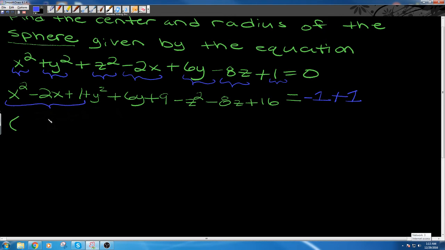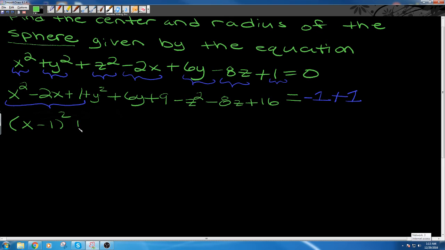So we're going to take this x squared minus 2x plus 1, and we're going to make that x minus 1 squared, right? Because x minus 1 times x minus 1 equals x squared minus 2x plus 1. You can do the math. You'll see it.